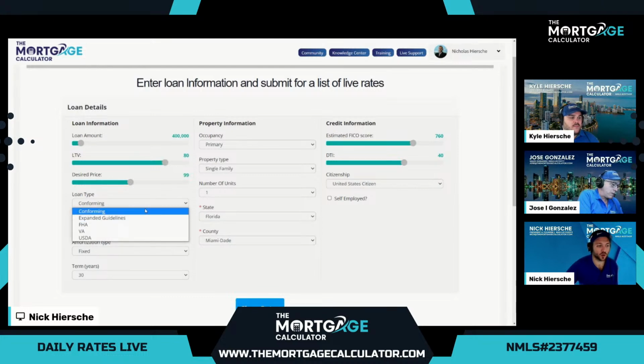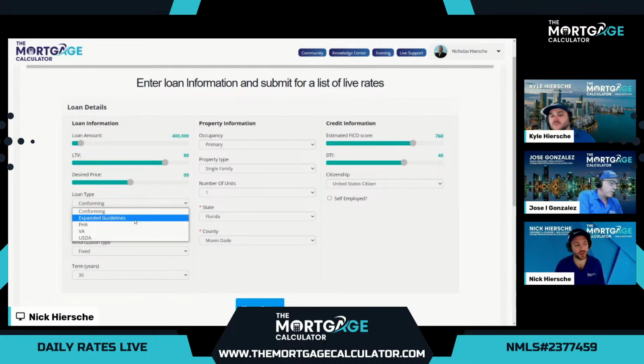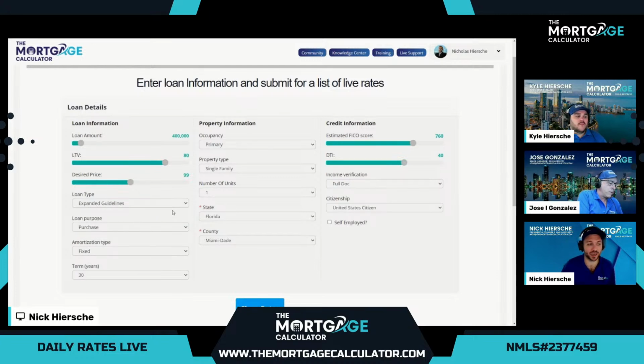And at many other banks and lenders, they don't have any other options really besides conforming and FHA. Fortunately, here at the Mortgage Calculator, we specialize in non-QM, which is this option here, expanded guidelines, where we have over 5,000 programs beyond FHA and conventional. So we'll keep everything else the same, but one new option has popped up, and that's our income verification.